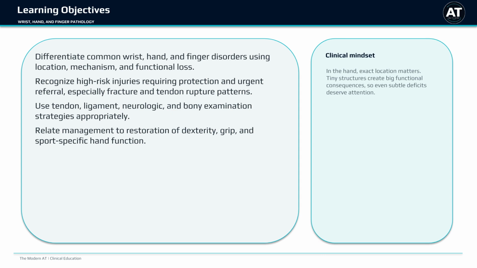A finger that cannot actively flex or extend may represent tendon rupture. Snuffbox pain after a fall can represent scaphoid injury. Numbness at night may point toward nerve compression. Do not treat the hand as a generic pain region. Exact structure and function matter.